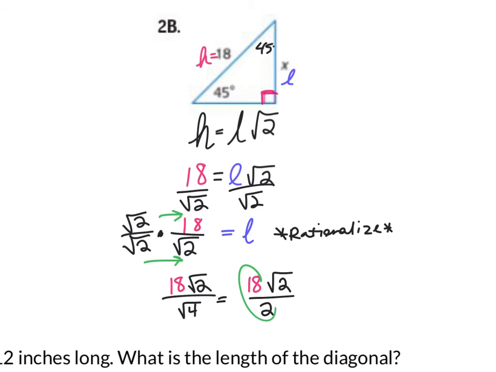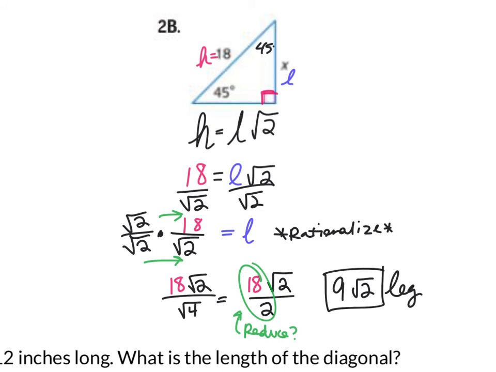Okay, last step, check your integers. Can they reduce? They will reduce to 9 square root of 2. And that is your leg length for that triangle.